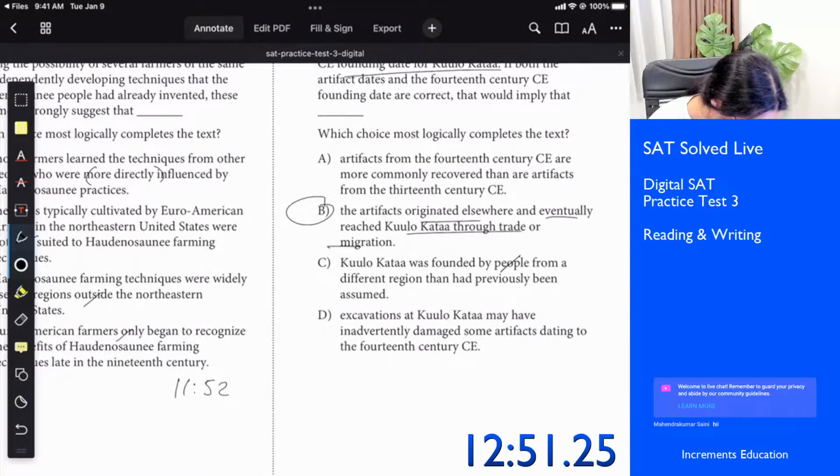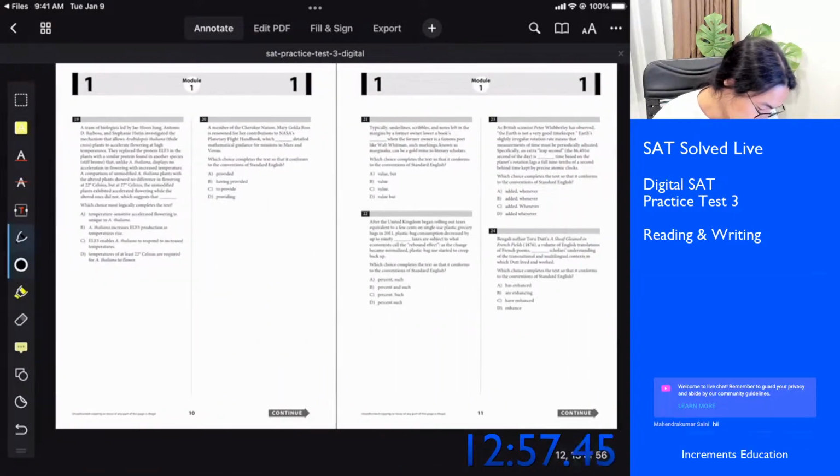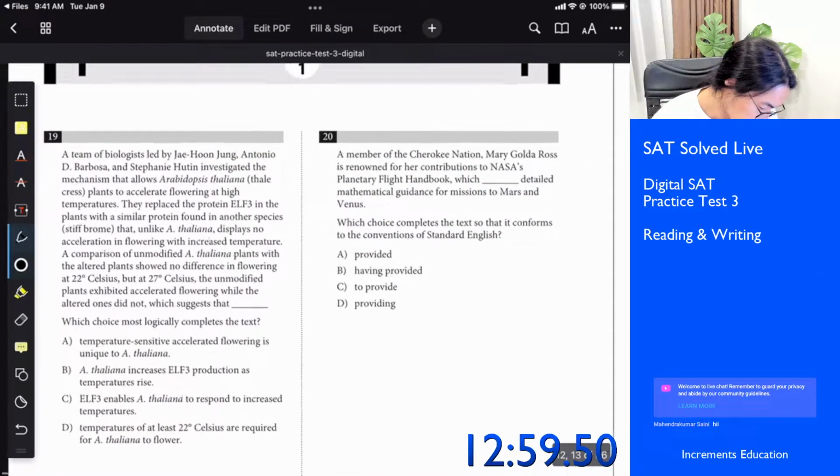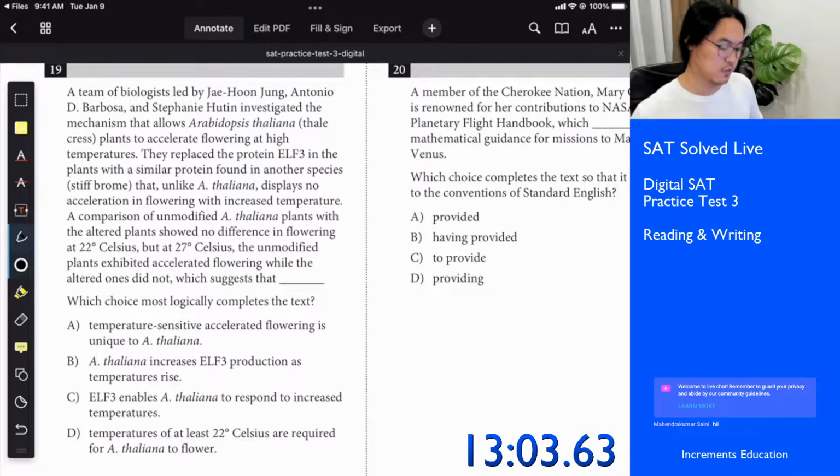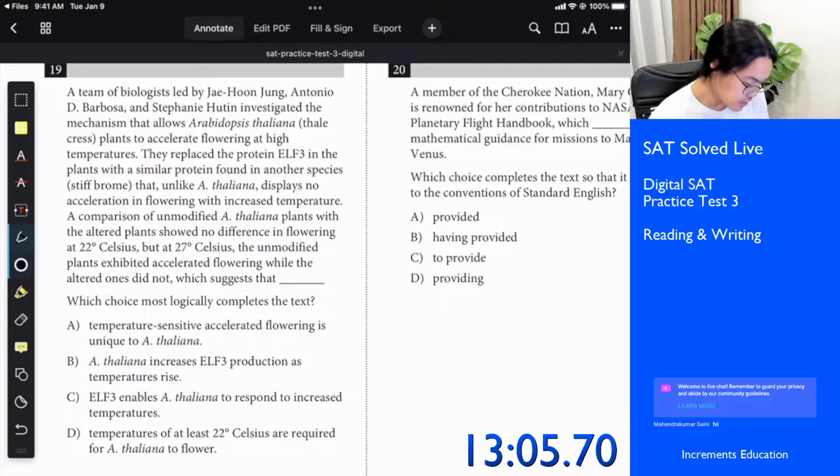People damaged, yeah. 1254. I'm struggling. Team biologist left by Chae Jung.